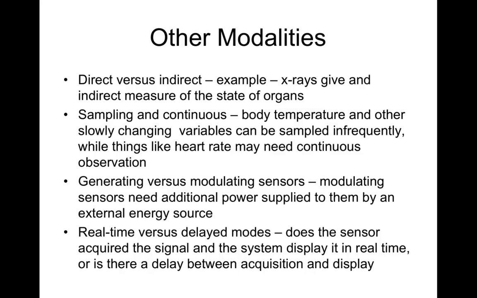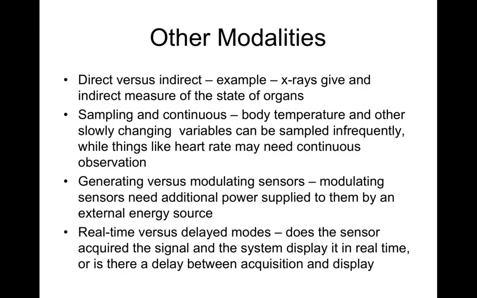Sampling versus continuous. Things like body temperature or other variables that change very slowly can be sampled infrequently. It may be fine to do a body temperature measure every 20 minutes, every 30 minutes, whereas things like your heart rate may need a continuous observation. So this is not sampling and continuous in the digital and analog sense. It's sampling and continuous in the sort of overview of the measurement sense. Do you need continuous data, or is it okay to sample every once in a while?